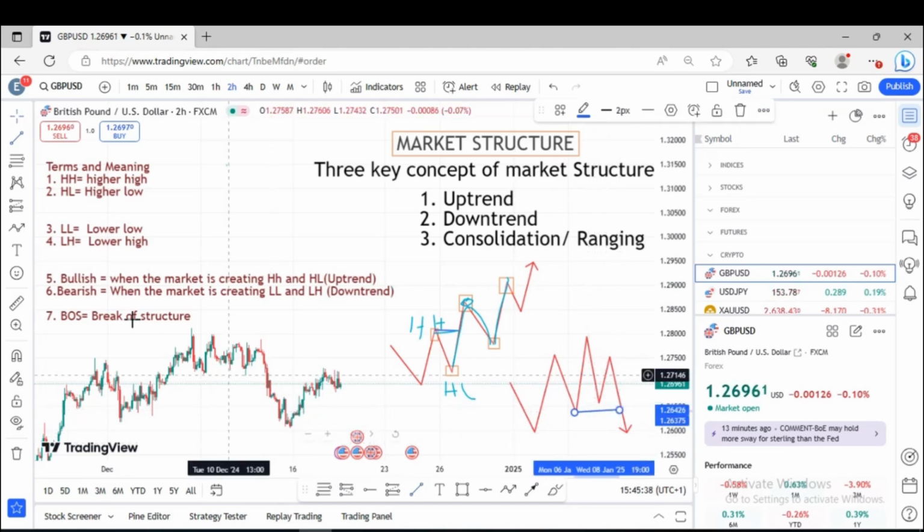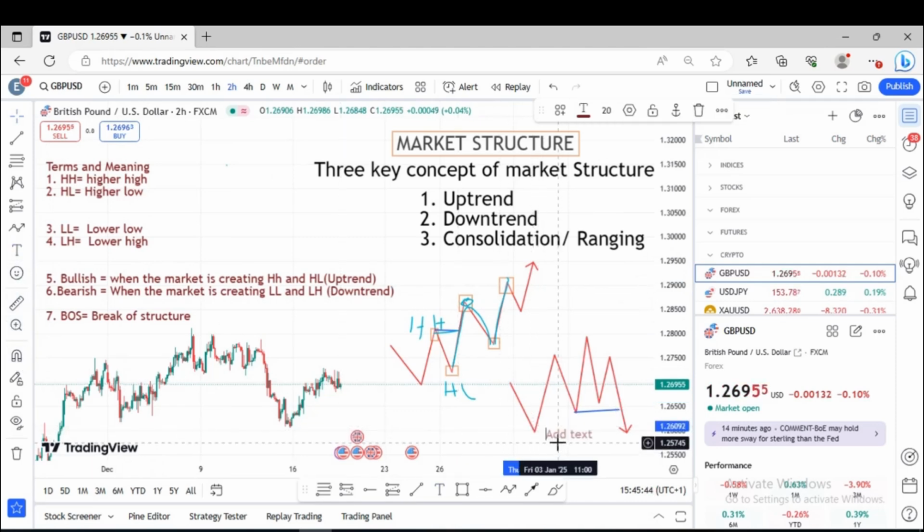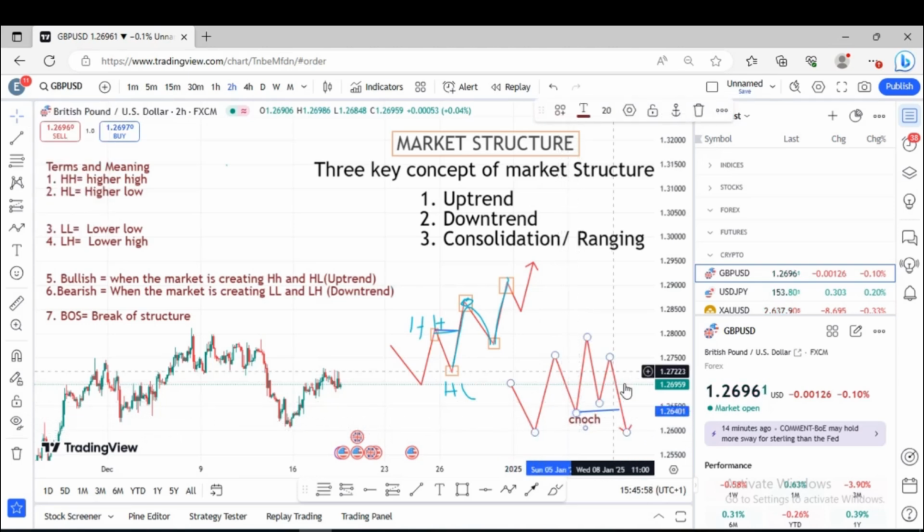So at this point, we'll call it a change of character right here, because this market, the price fails to break this higher high.